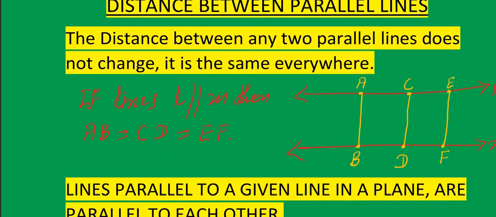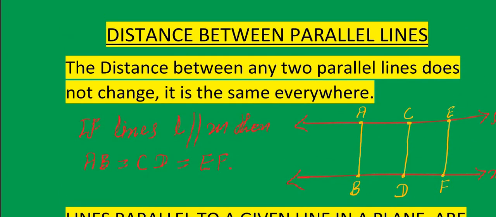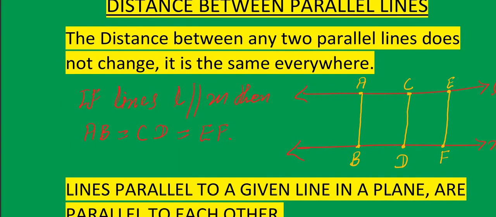Now our next property is, what is the distance between two parallel lines? So the distance between any two parallel lines does not change. It is the same everywhere. If this is line L and this is line M, both are parallel, then this condition is possible: AB is equal to CD is equal to EF. If lines are parallel, they always maintain equal distance between them.